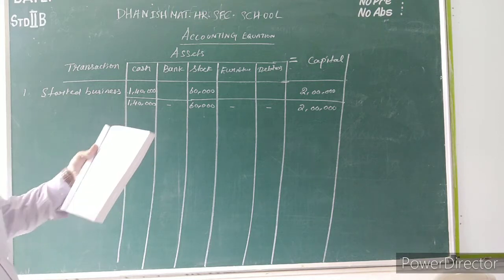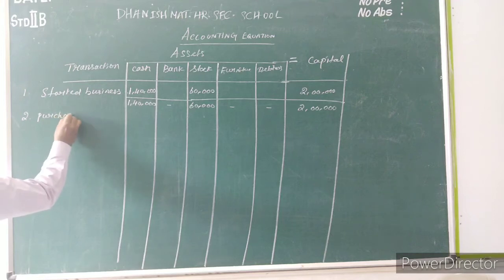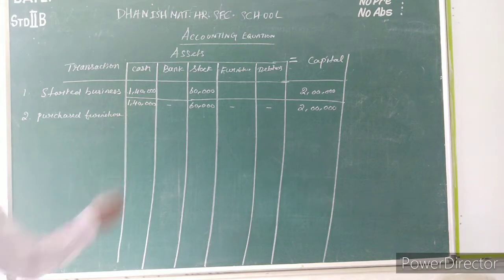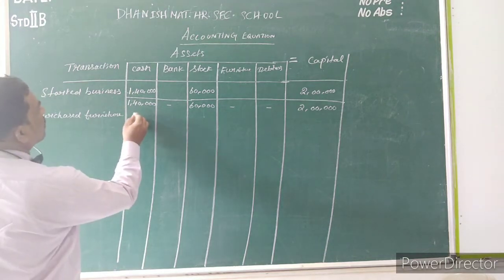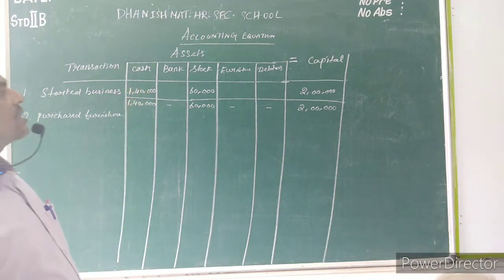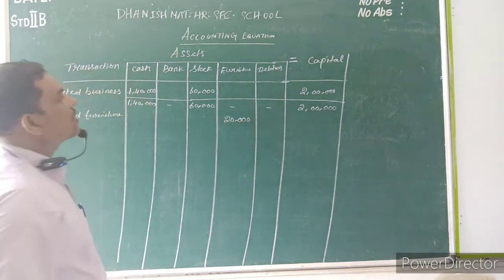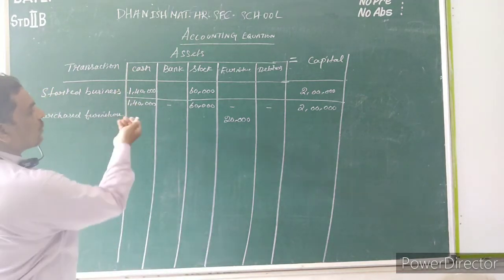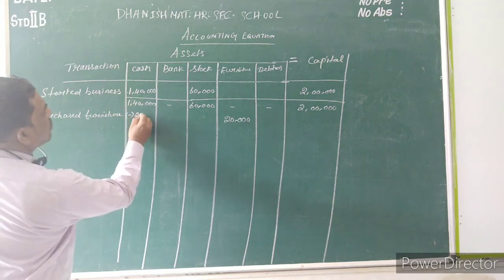Now what is the second transaction? Purchased furniture worth rupees 20,000. So what do we have to do? You are purchasing one furniture of the value of 20,000 rupees. So a new asset is coming. This furniture you purchased with the help of cash. So you are taking 20,000 from the cash. So cash will be reduced, minus 20,000.